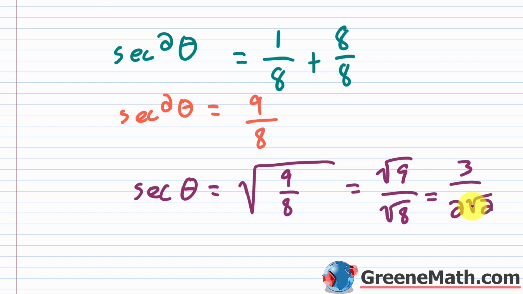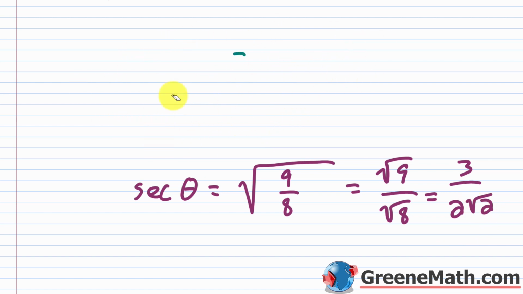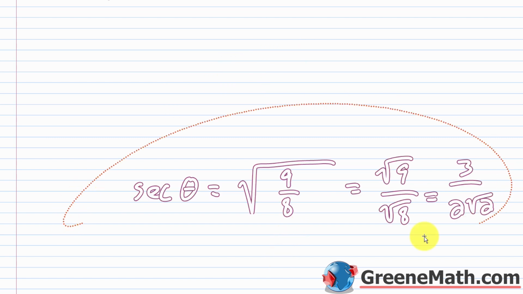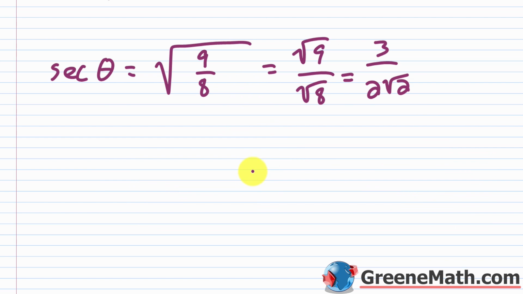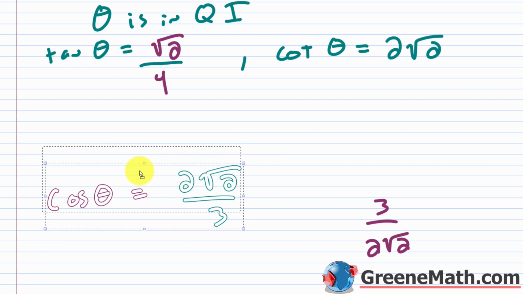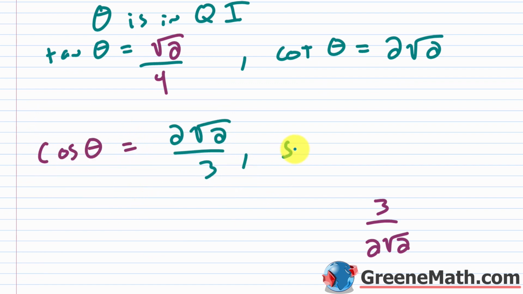We do want to rationalize the denominator, but before you do this, remember, for the secant of theta and the cosine of theta, they are reciprocals. So before you rationalize the denominator, what you could do is say that the cosine of theta is equal to, just flip this now, save yourself a little bit of work. This is going to be 2 times square root of 2 over 3, and I'll slide this all the way up.